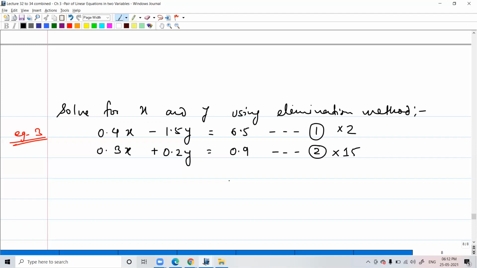Once you have multiplied or divided, when any one variable has the same coefficient, after that we can do either addition or subtraction, whichever eliminates the variable. So we'll see more examples. Once you see that, you will get an idea of this. All those situations will come in some other example.